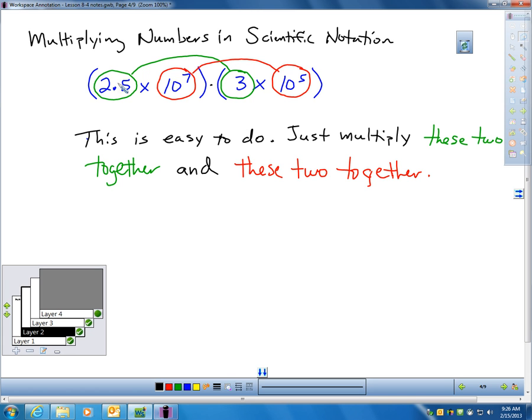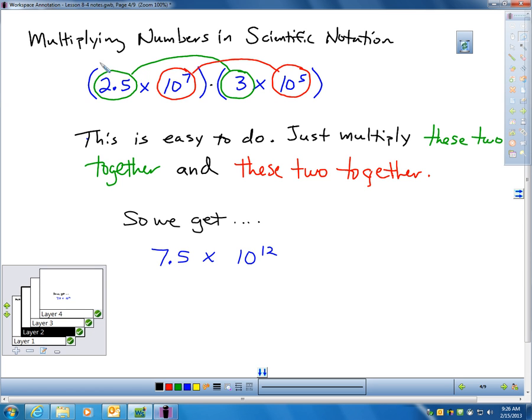Just multiply the numbers between 1 and 10 out front. I highlighted that in green. And then multiply the base 10s together, and there's your new number in scientific notation. So 2.5 times 3 is 7.5. 10 to the 7th times 10 to the 5th. Remember, if you're multiplying by base 10, you just add the exponents. You get 10 to the 12th. There's your new number in scientific notation. Very simple to multiply numbers in scientific notation together.